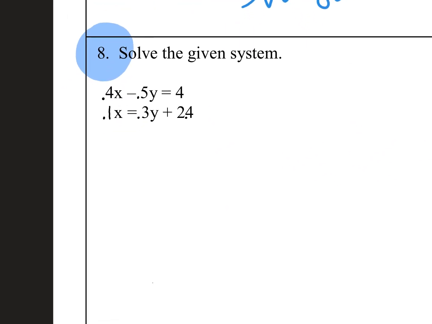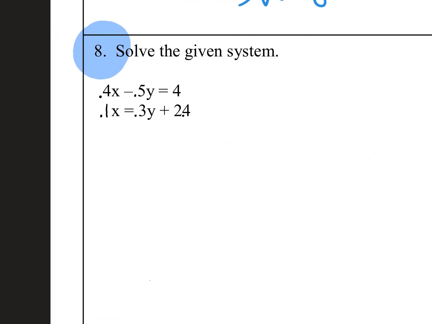Okay, look at this one. How is this one a little different from what we were doing? There's a decimal. Oh, golly. And I'm not going to let you use a calculator. How awful am I? Maybe. I don't know. We're not sure.